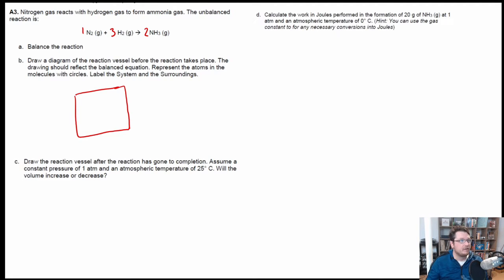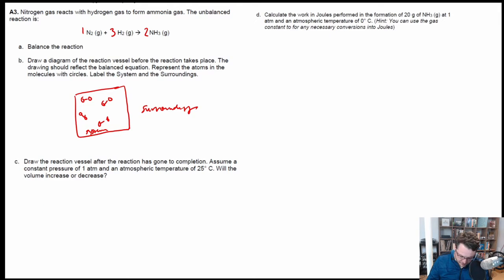there's simply going to be 4 gas molecules hanging out in there, or at least a ratio of 4 gas molecules. So you can draw it that way. You can also have it be H-H and so forth, however you want to. And this is going to be the system, and then this right here is the surroundings.